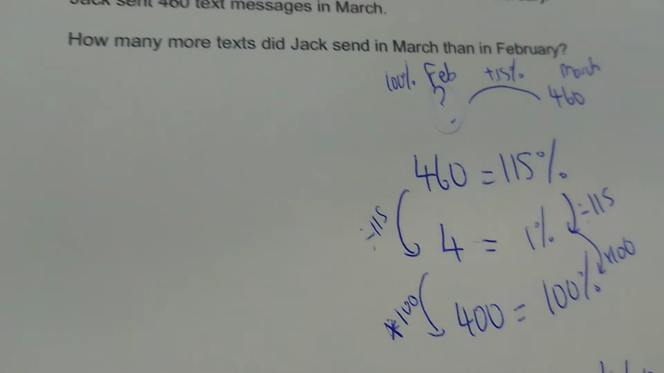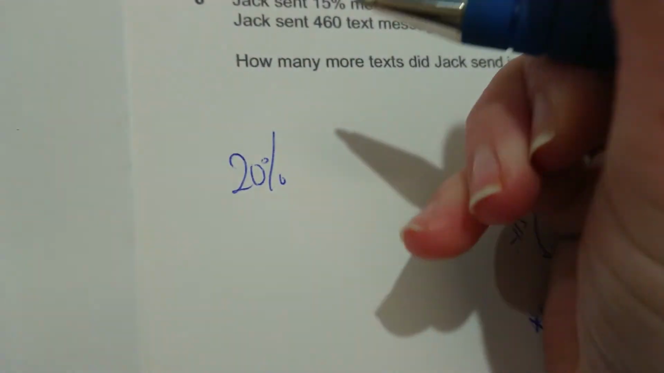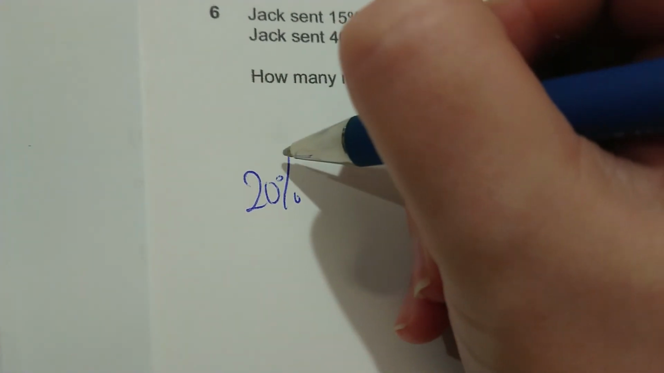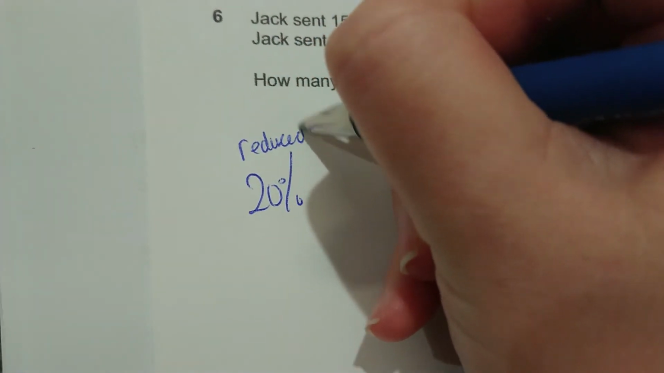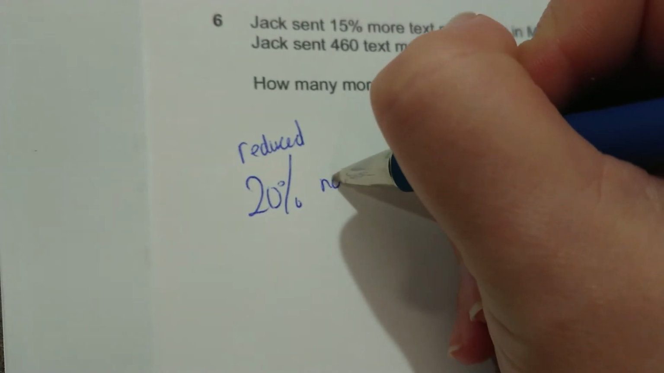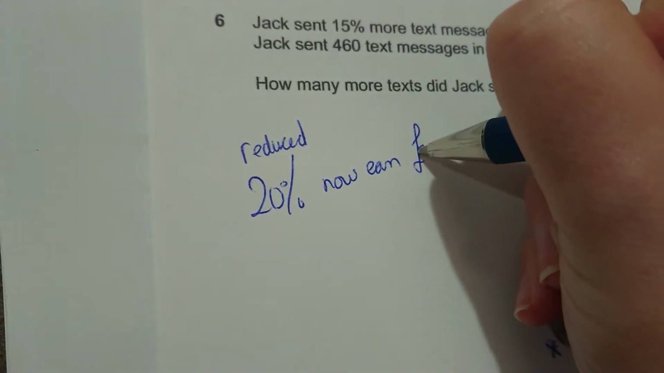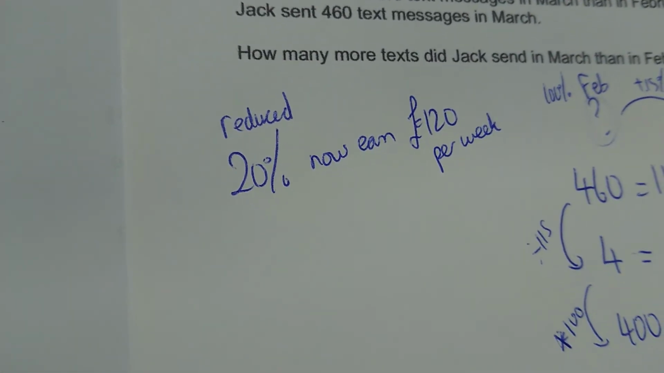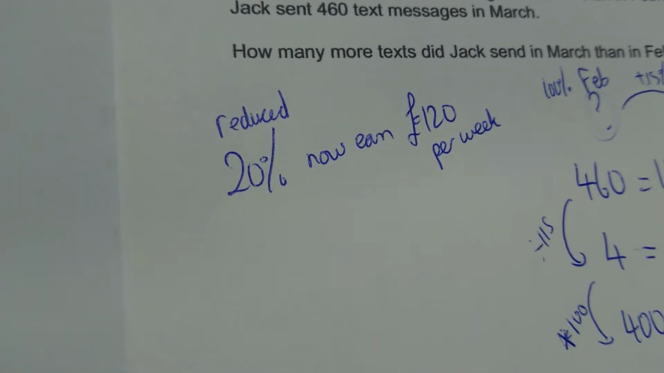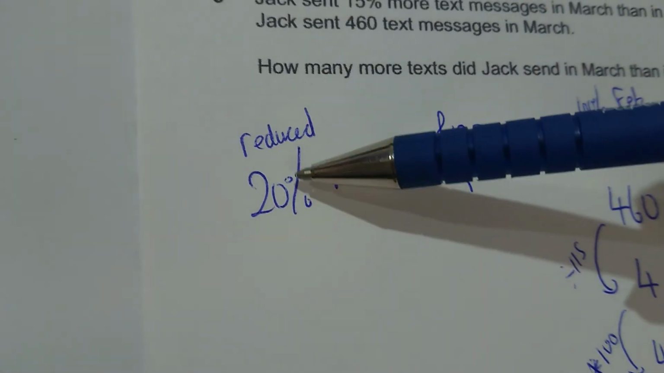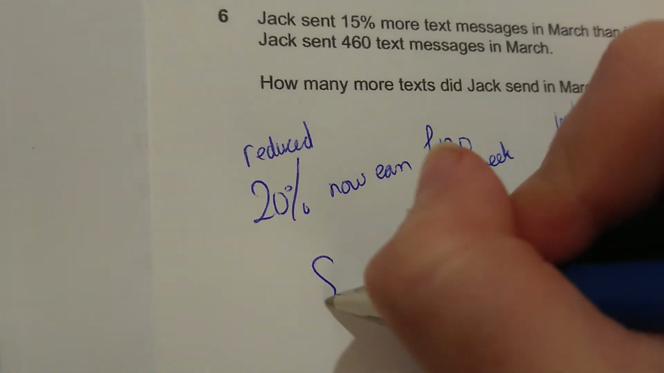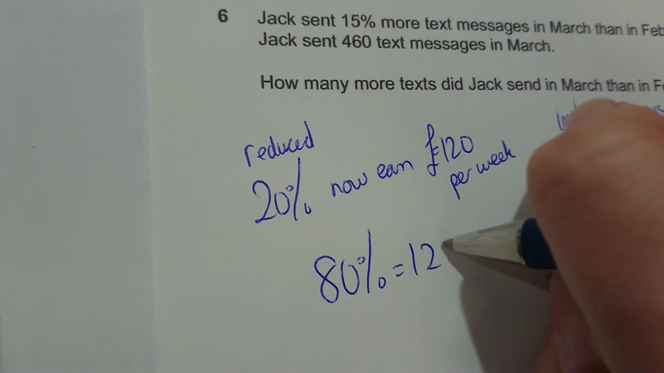So I do just want to very quickly say, if it was a 20% reduction, say that somebody was earning some money each month and it gets reduced by 20% and they now earn, let's say, £120 per week. And we've got to work out what it was before the reduction. So again, what you can't do is work out 20% and add it on. So if it's being reduced by 20%, this is now 80%. So you would say 80% is 120.